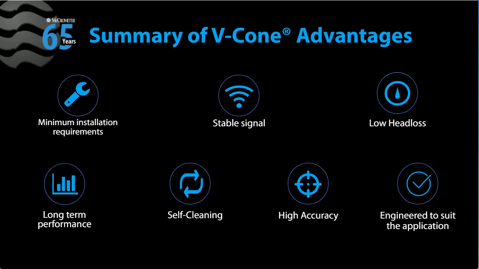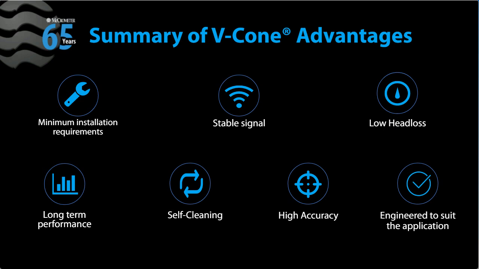Low head loss is one thing that's very important to operators. As mentioned earlier, the V-cone is an engineered solution. There is no one-size-fits-all. We build these meters specific to applications. So if an operator has a requirement to stay within a certain pressure for head loss, we can manufacture the cone inside of the meter to be smaller than the average size so that there is very minimal head loss in the application.